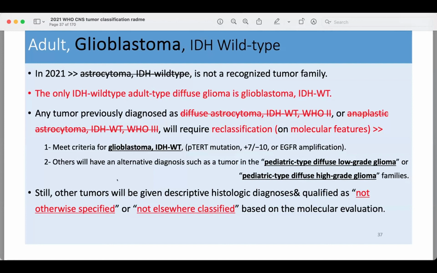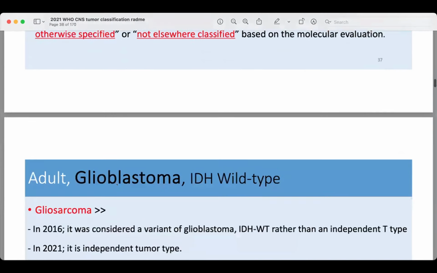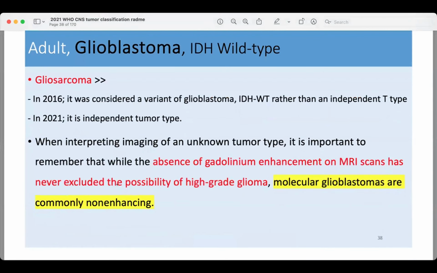If there is any new tumor, as I told you, or we cannot classify this tumor, they put it under not otherwise specified or not elsewhere classified. And there is a subtype of the glioblastoma, the gliosarcoma. It was a subtype of the glioblastoma in 2016, but now it is an independent tumor type. In 2021, the fifth edition, the gliosarcoma became an independent tumor type.